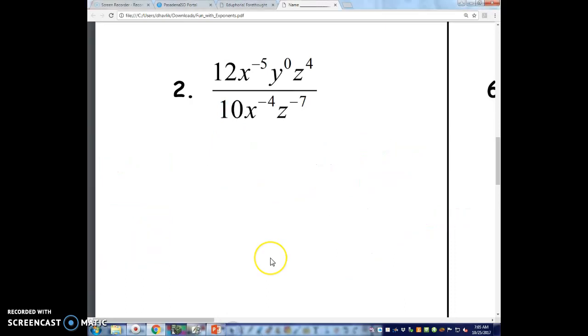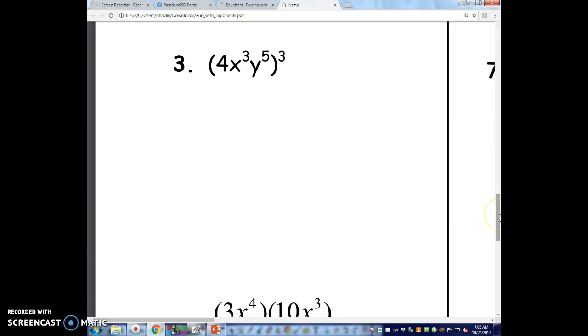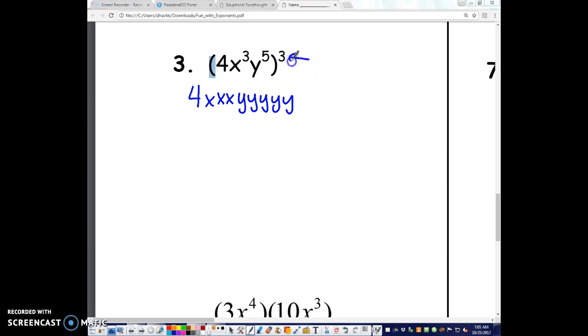Now, let's look at number 3. We have 4x to the third, y to the fifth, and all of that's being raised to the third. So we're going to write 4, 3 x's, and 5 y's. How many times do we need to write that? 3 times.